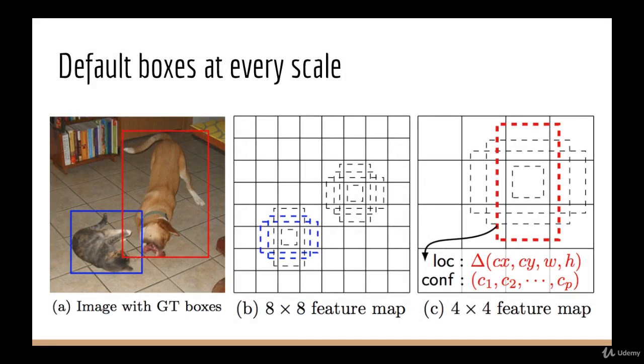An important fact about default boxes is that they are applied at every scale. So in this image from the original paper, we can see that the dog, because it is large, is found at a larger scale, but the cat, since it is small, is found at a smaller scale. And they are both found using different shaped default boxes.